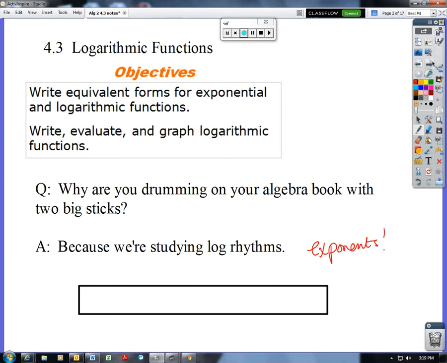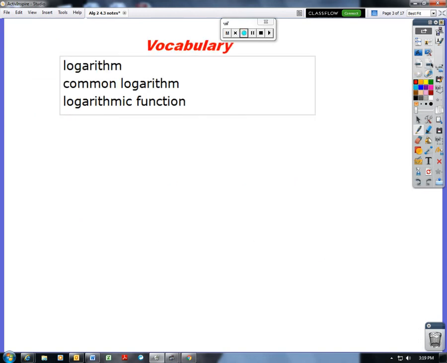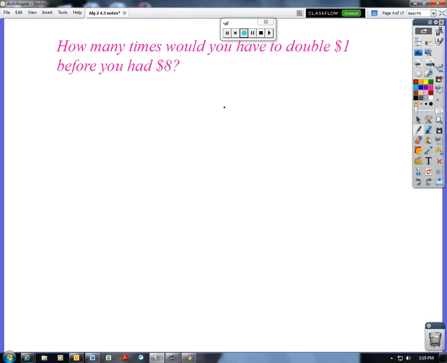And we'll be doing a fair amount here in this section. They're going to learn quite a bit about these things. So we're going to learn what a logarithm is. We already know it's an exponent. There's a difference between the common log, and then we're also going to look at logarithmic functions and graphing those.